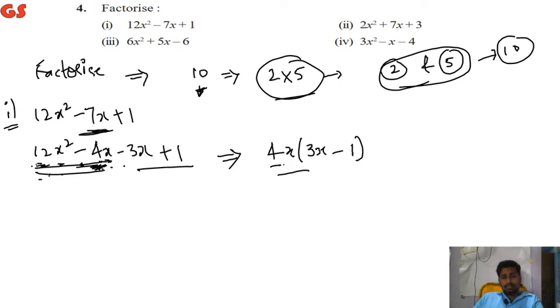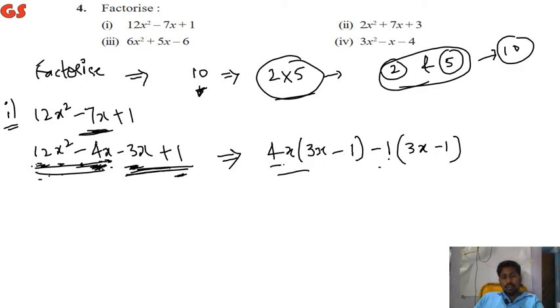Now we have to take the second term. What is common here? Common is minus 1. Inside we will write 3x minus 1. When you multiply minus 1 into 3x, it is minus 3x, and minus 1 into minus 1 becomes plus 1. So you have to verify before going further.